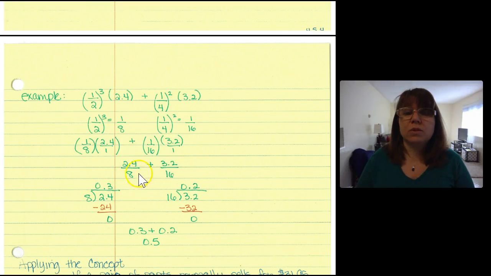Now, I just need to do the division. 8 divided into 2.4 and 16 divided into 3.2. 8 goes into 2.4 0.3 times. 16 goes into 3.2 0.2 times. And now everybody's in decimals.